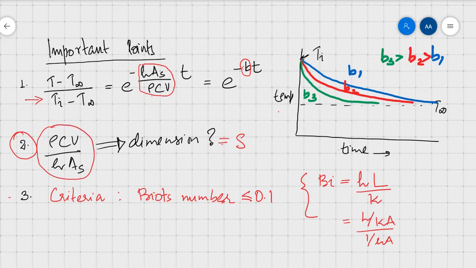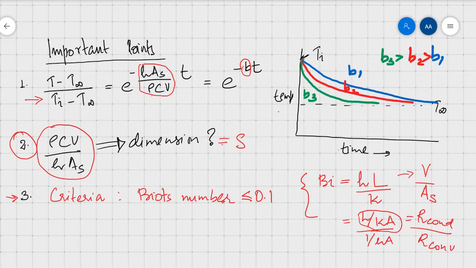Now, the third and the most important point with respect to the lumped system analysis: it is applicable in cases when Biot's number is less than 1, where Biot's number is defined as hL divided by k. L is the characteristic length, which is arrived at using this equation, volume divided by the surface area. It may be rearranged to explain its physical significance. hL by k may be adjusted as (L divided by kA) divided by (1 by hA), where L by kA is the conduction resistance and 1 by hA is the convection resistance.